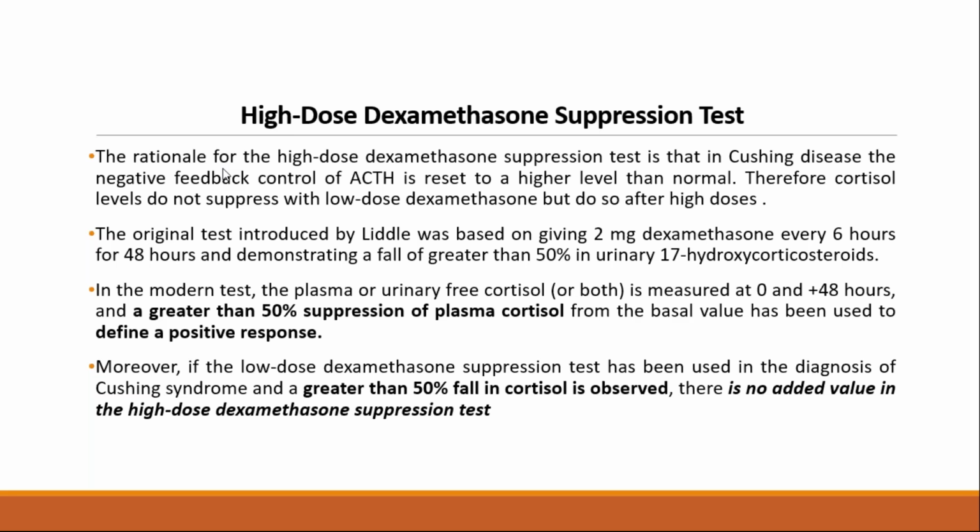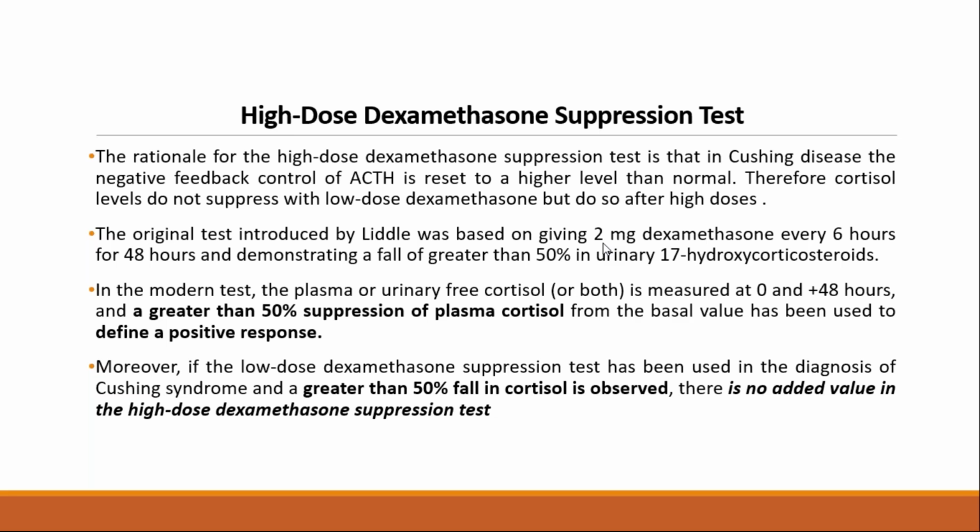The classic test was introduced by Liddle, based on giving 2 mg of dexamethasone every 6 hours for 48 hours and demonstrating a fall of greater than 50% in urinary 17-hydroxycorticosteroids. In low dose, we use 0.5 mg and in high dose, we use 2 mg of dexamethasone every 6 hours. That is the basic difference. And we analyze it by demonstrating that there is a fall of more than 50% in urinary 17-hydroxycorticosteroids.